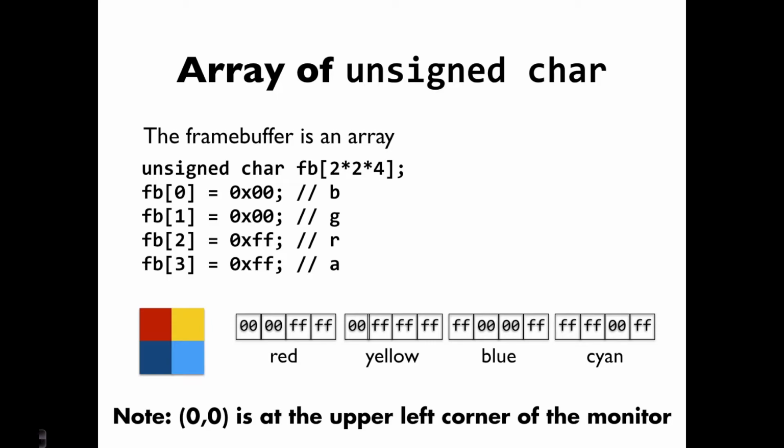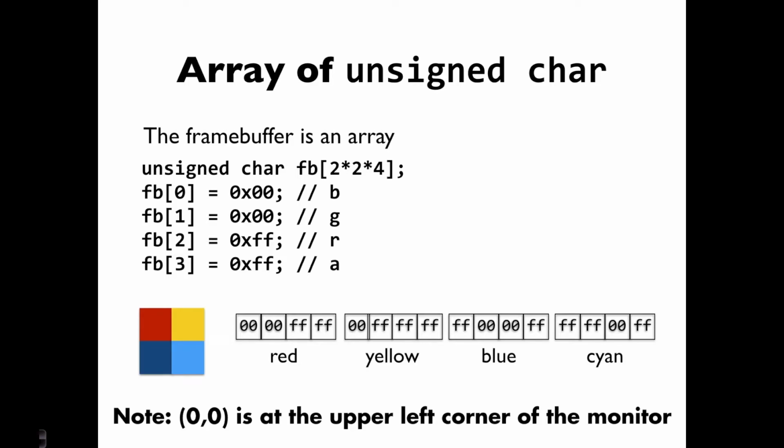And then if we want, we can set them like this. The blue we can set to be 0, the green we can set to be 0, the red we can set to be FF, and the alpha we can set to be FF. What color is this one going to be? Red, right? And so that's it. And these are all the different ones down there. The top left of the screen is 0, 0. So just like you might think of a regular array, which is kind of nice.